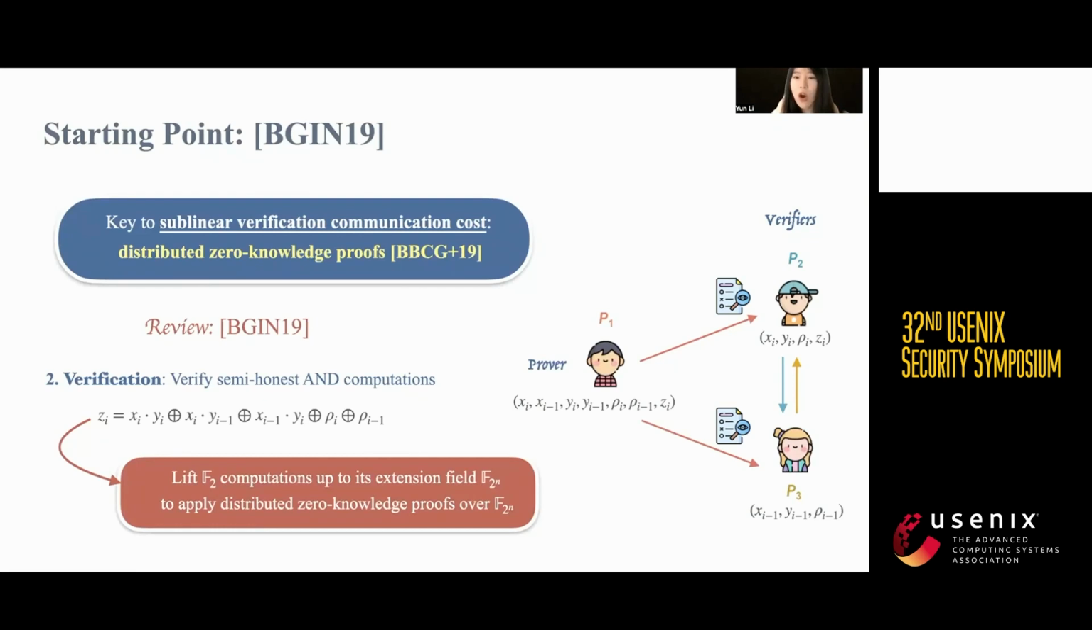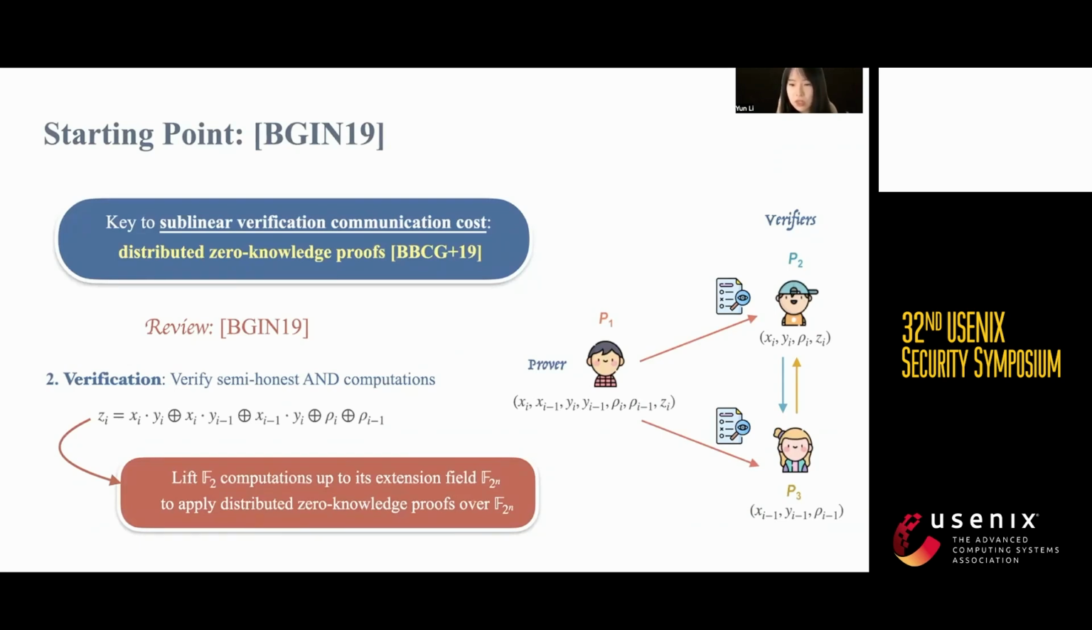After computing all AND gates and before reconstruction, the parties need to verify the correctness of all AND gates. Each party Pi has to in turn act as a prover to show that z_i is correctly computed. The other two parties will act as verifiers and check the proofs together. Here we can note that all the prover's data is distributed between the two verifiers, and thus they can utilize distributed zero-knowledge proofs to perform the check.